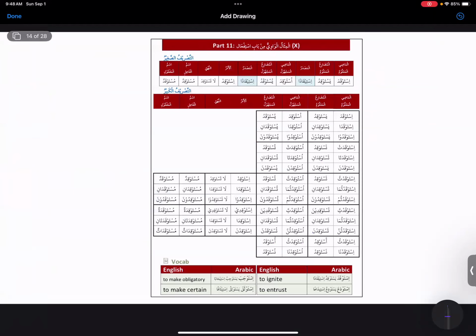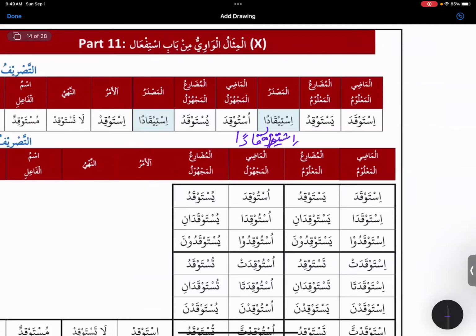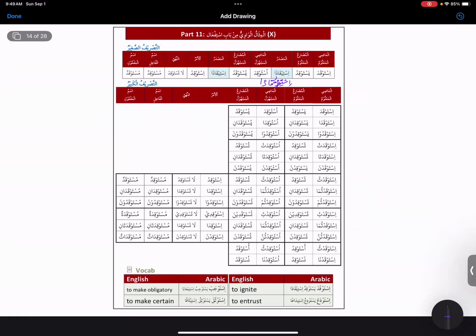Okay, so then comes Bab Istif'al. So where is the change happening? In the Master again, right? So what should be the actual one? Istiwfaran. Istiwfaran, right? Yeah. Istif'al. Istiwqadan. That should be the actual one. Istiwqadan. So again, there is a kasra before this vowel sakin, right? So that's why we are changing this vowel into ya. And it becomes istiyqadan. Istiyqadan. So this is the change. So not much. It's not hard, right? Easy, alhamdulillah.